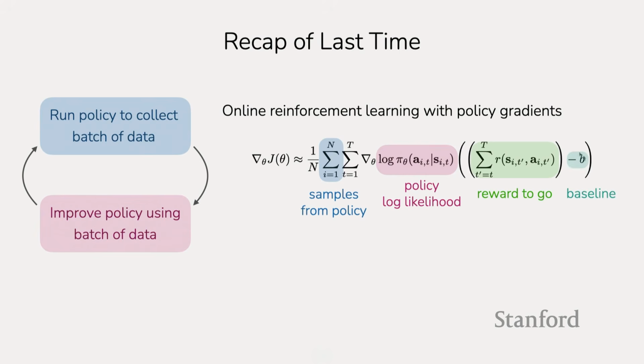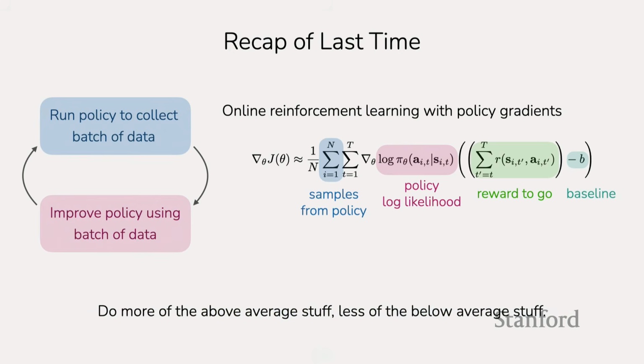And then lastly, we introduced a baseline, which we could define to be the average reward, such that we're increasing the likelihood on futures that were above average reward and decreasing the likelihood on actions that led to futures that were below average reward. So you can think of this as encouraging the policy to do more of the above average stuff, less of the below average stuff, and then repeating that process to get better and better.